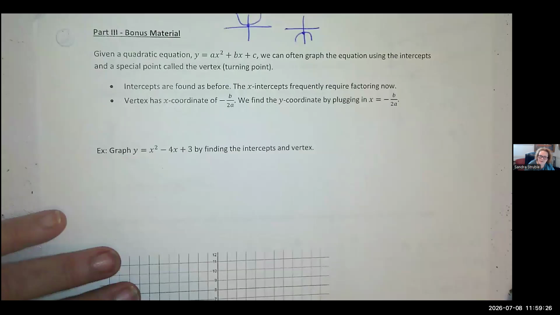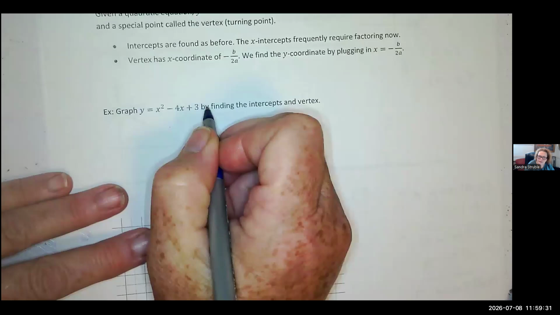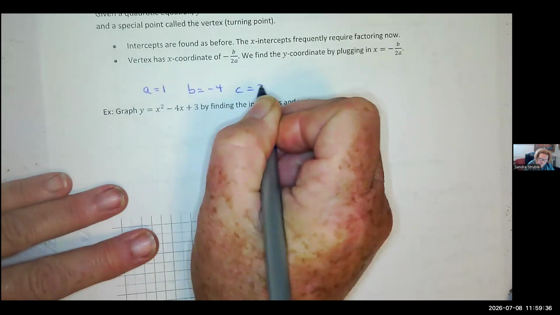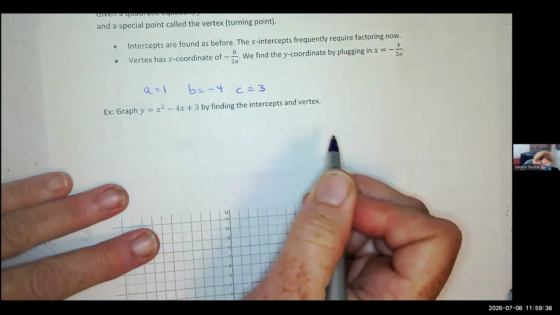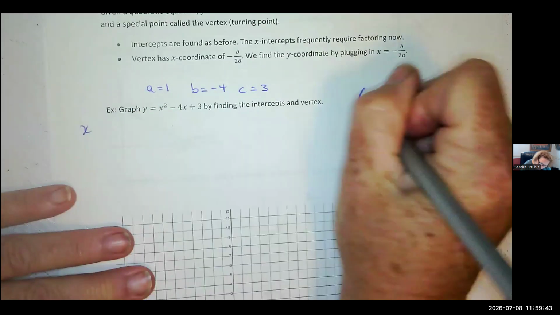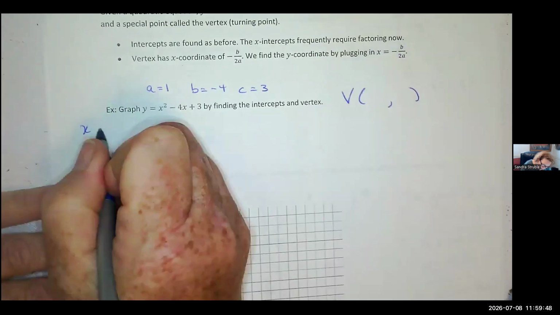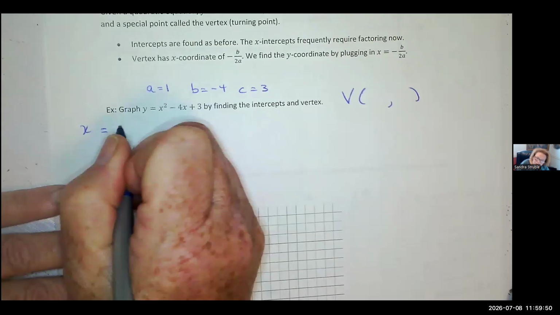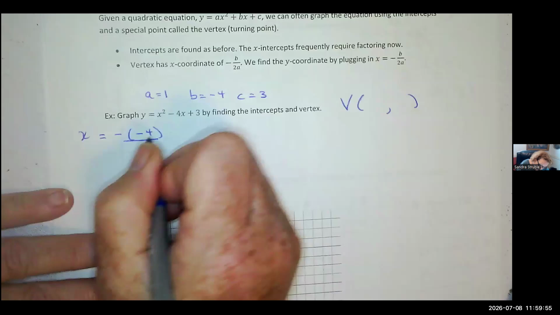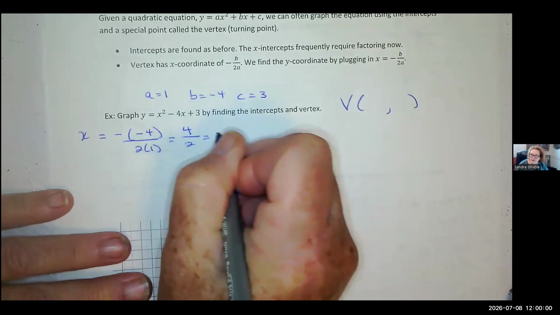So let's start with this. Given this equation, a is equal to 1, b is equal to -4, and c is equal to 3. Find the intercepts and the vertex. Well, we're going to start by finding the x value for our ordered pair of our vertex, because remember it's x, y, and this is going to be our vertex. X is equal to negative b, so -(-4) over 2a, 2 times 1. So this becomes +4 over 2, which is 2. So our x value for our vertex is 2.